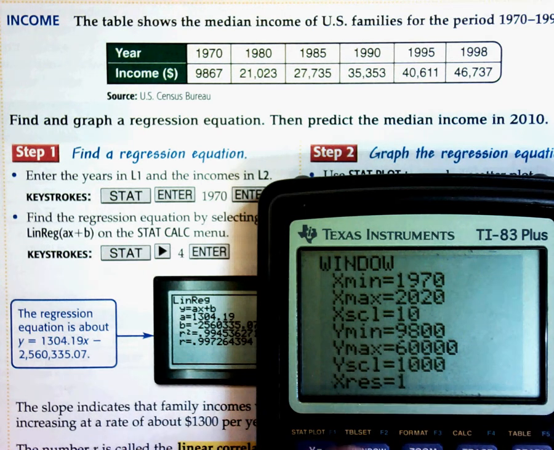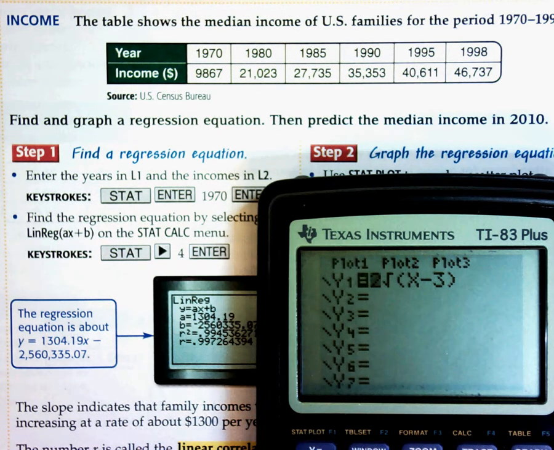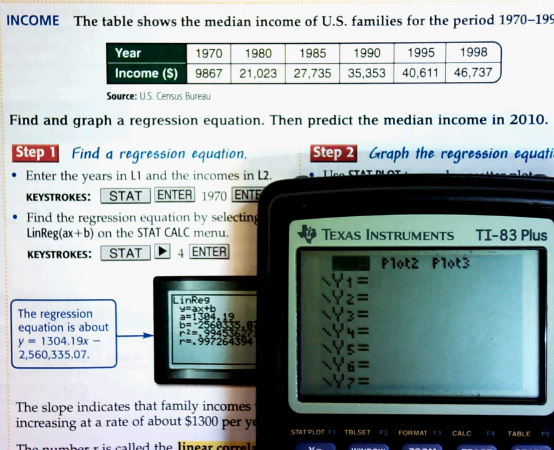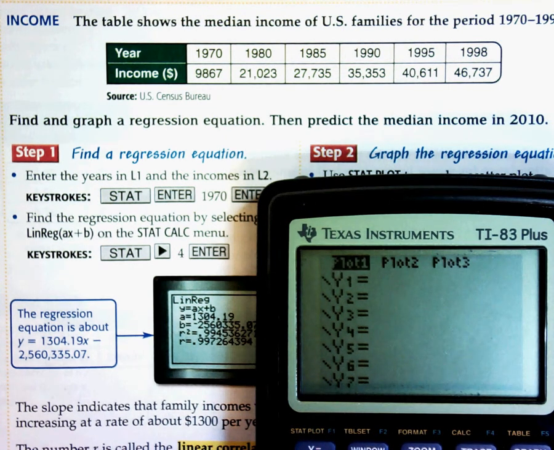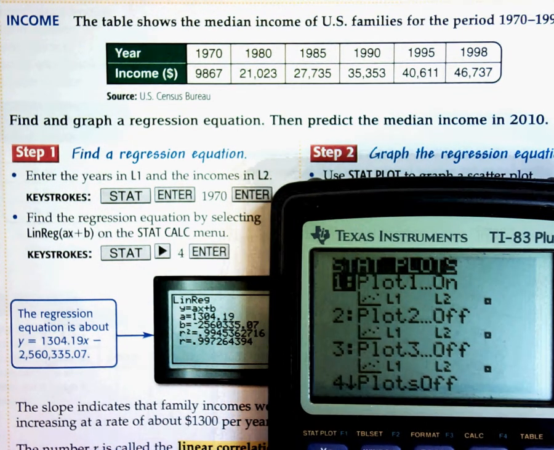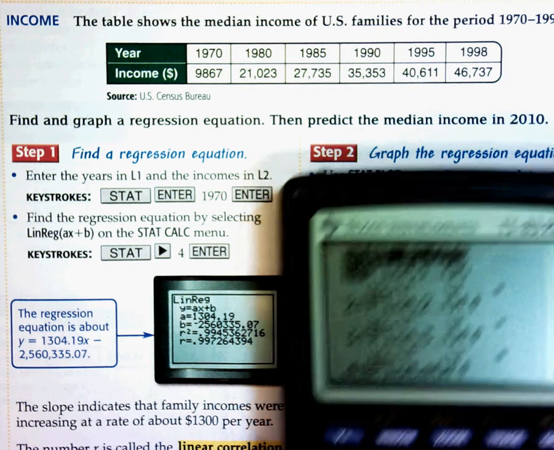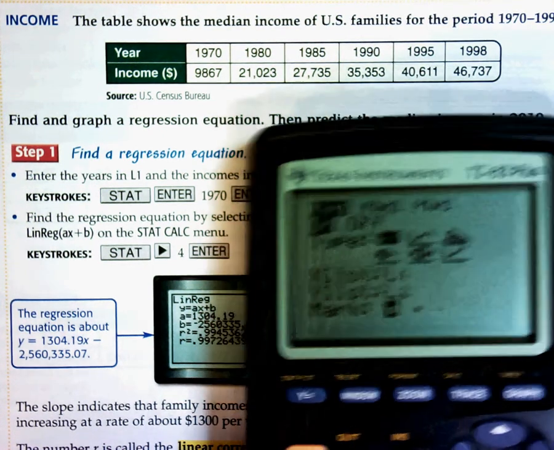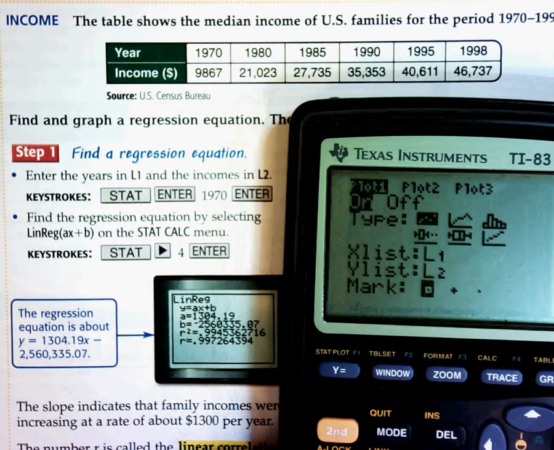Okay, then I hit my Y equals button. I've got something there, so I'm going to hit clear because I don't want any graphs on there. I want that clear graph. Now I'm going to arrow up onto plot 1 and hit enter. Then I'm going to do a second Y equals, and it brings me into that stat plot. Notice number 1 is selected, so I'm going to hit number 1, and I have a bunch of choices.